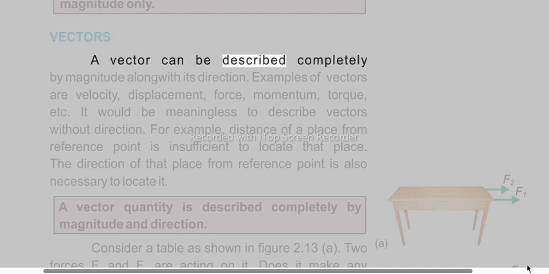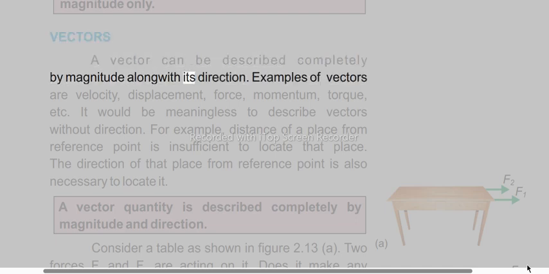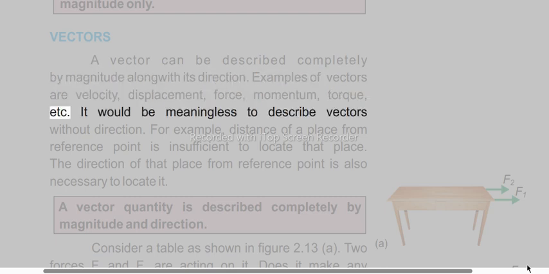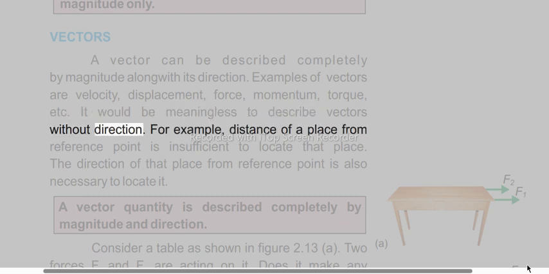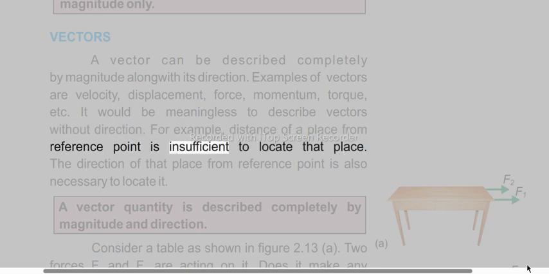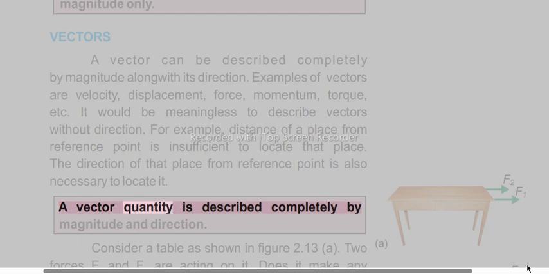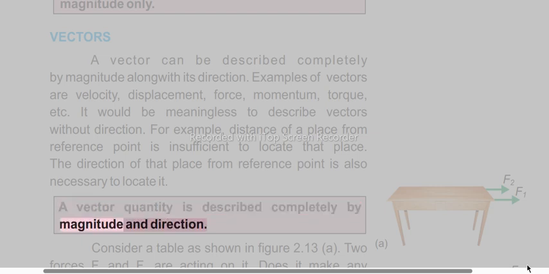A vector can be described completely by magnitude along with its direction. Examples of vectors are velocity, displacement, force, momentum, torque, etc. It would be meaningless to describe vectors without direction. For example, distance of a place from a reference point is insufficient to locate that place. The direction of that place from the reference point is also necessary to locate it. A vector quantity is described completely by magnitude and direction.